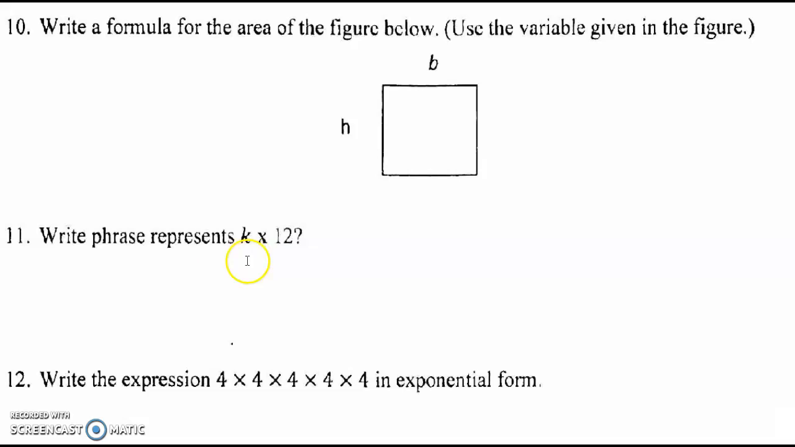Write a phrase that represents k times 12. Let's see here. I'm not sure what this is actually asking, but k times 12, right? A phrase that represents k times 12. This might be a typo, but if anything, you could put 12k. That means 12 times k, right? Or k times 12. It'd be the same thing. I think this might be a typo, guys.